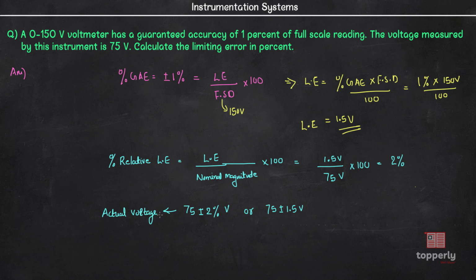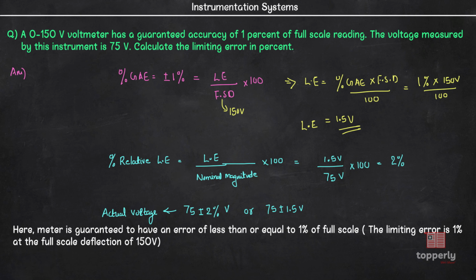An important thing to note is that this voltmeter is guaranteed to have an error of less than or equal to 1% of full scale reading, or in other words, the limiting error is 1% at the full scale deflection of 150 volt. But when the meter reads 75 volts, the relative limiting error is 2%.